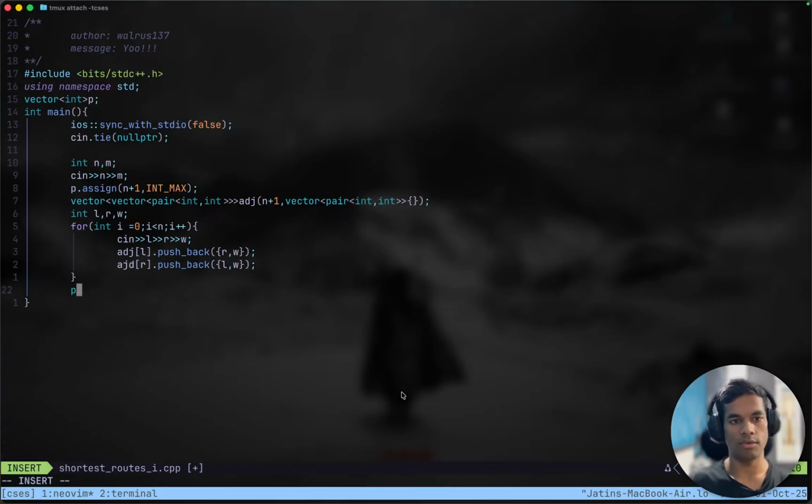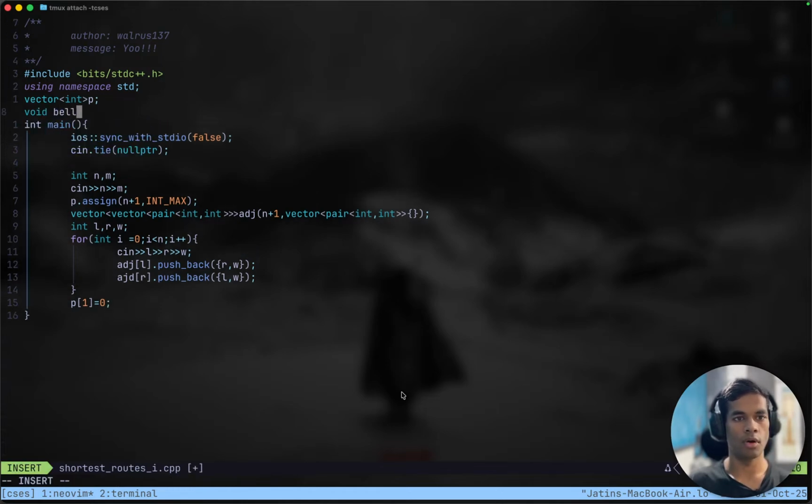And after that, we say the minimum distance to get to 1 is 0. And then we will call our function called Bellman-Ford, which takes in this strange vector, vector of pair of int, reference, ADJ data structure, and i.